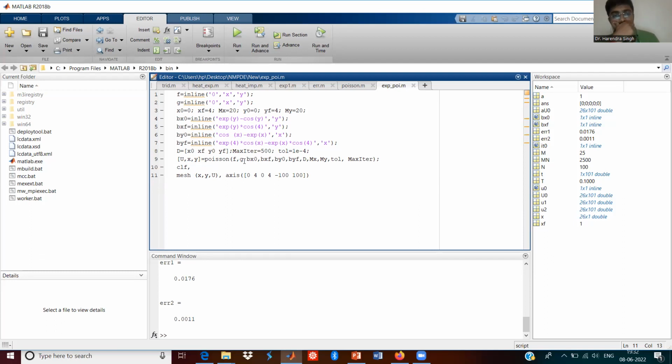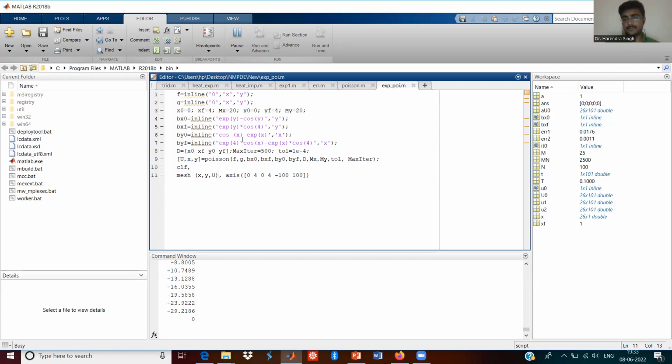So you know that u, f, g, bx0, bxf, and by0, byf, again tolerance. These are the inputs. I have already provided all the inputs. You can see that if we call this one, and make the x, y, u axis, that is the x axis runs from 0 to 4, the y axis has its range, and for u from minus 100 to 100. If we run the program, it is running for the elliptic partial differential equation.